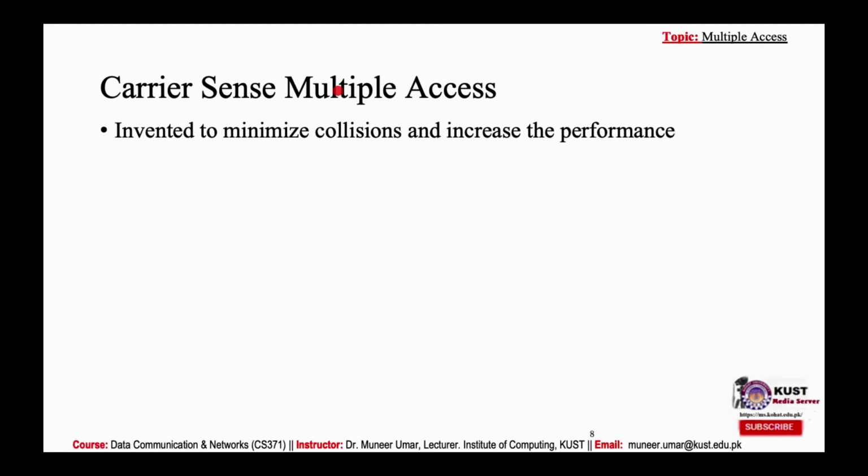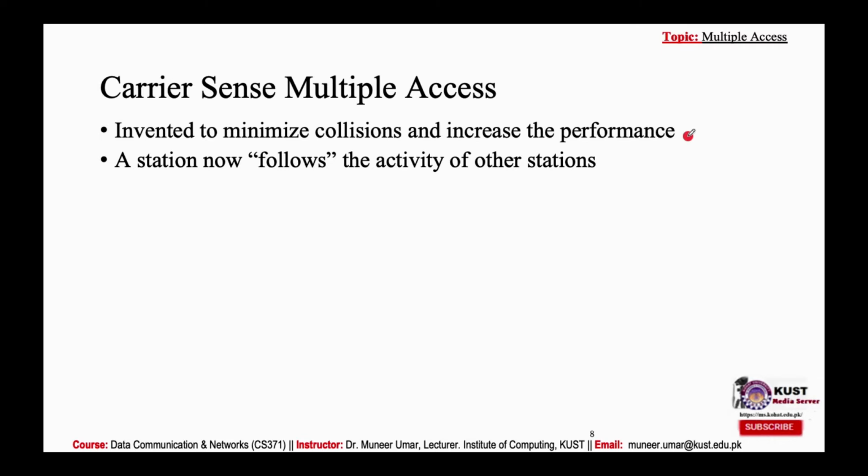CSMA was invented to minimize the collisions and increase the performance. To minimize the chance of collision and therefore increase the performance, the CSMA method was developed. The chance of collision can be reduced if a station senses the medium before trying to use it. So the station follows the activity of other stations, or simply it senses the medium, whether that medium is used by other stations or not.